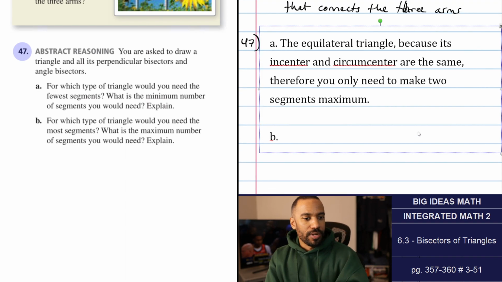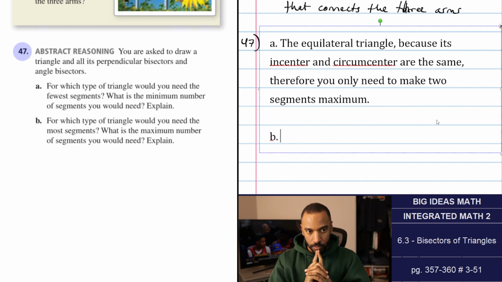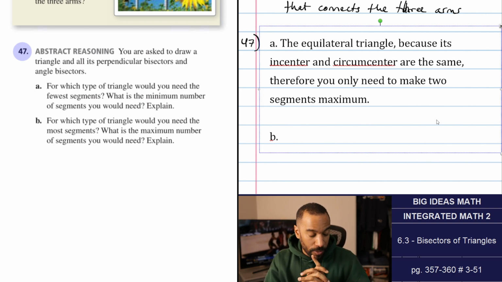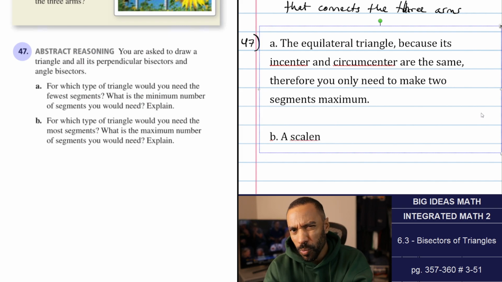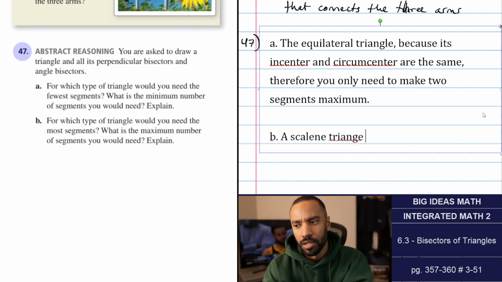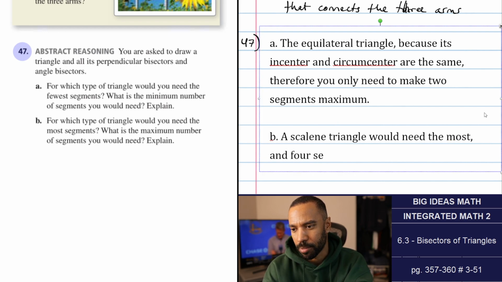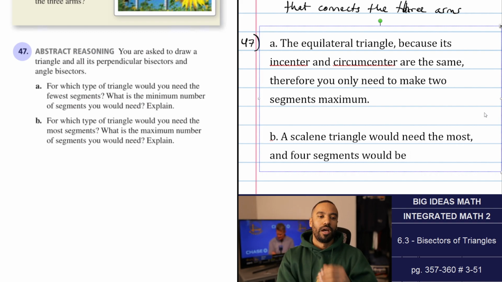Part B. For which type of triangle would you need the most segments? What is the maximum number of segments you would need to explain? What type of triangle? A scalene triangle would. But I'm wondering if an obtuse would or something like that. Triangle would need the most. And 4 segments would be needed. No. You'd also have to, wait, what do you want? Just the, oh, the perpendicular.